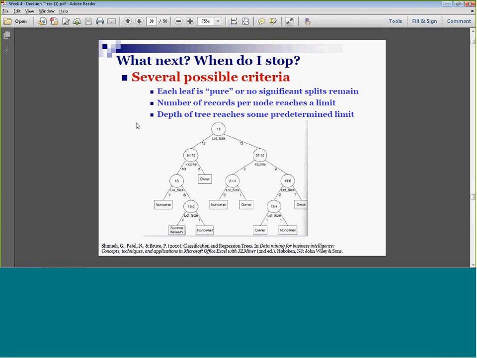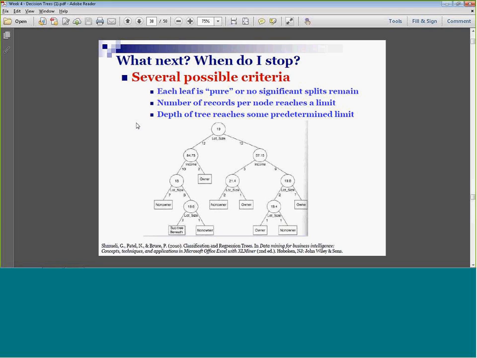Now, when do you stop? Well, as I said, one idea would be, I'm going to go until I get purity. I only have cells, leaves we call them, where everybody is the same, everybody's an owner or everybody's a non-owner. That is likely to be overfitted. I'll say why in a little bit. So each leaf is pure.